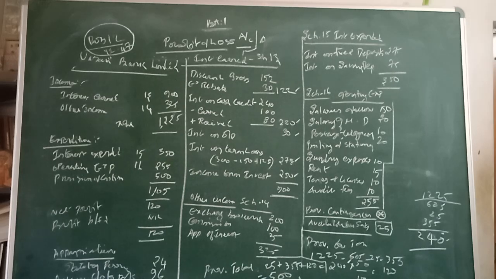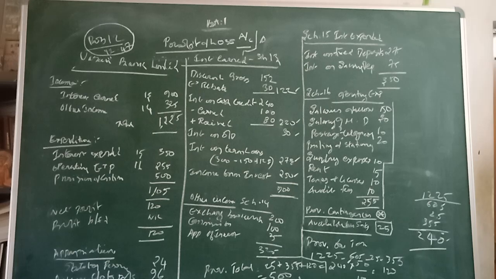What is that NPA? Non-performing asset. That provisioning for NPA, we have to take like this. Okay. Then the next information: now we have taken what all the incomes are. On the income side, 1900 plus other income 325. Total income 1225. Expenditure 350 plus 255 plus 500. Total amount of expenditure is 1105.